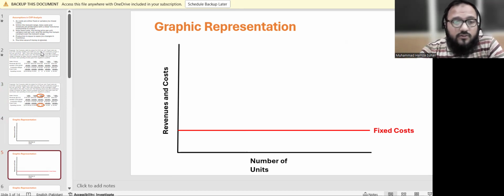And it is also not starting from the origin because we know that the fixed cost is independent of the level of activity. Even if there is no level of activity, fixed cost will be there. For example, the factory rent will be there. But if the activity level is at its peak, even then the fixed cost will be there. So this is the reason why the fixed cost line or the fixed cost curve, whatever you call it, does not start from the origin.